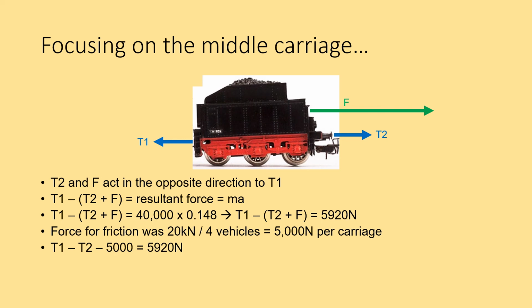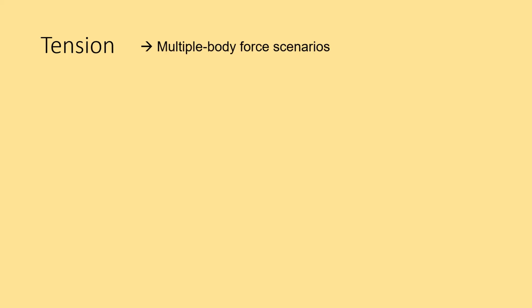So T1 minus T2 minus 5,000 gives 5,920 newtons. Therefore T1 minus T2 gives 10,920 newtons.